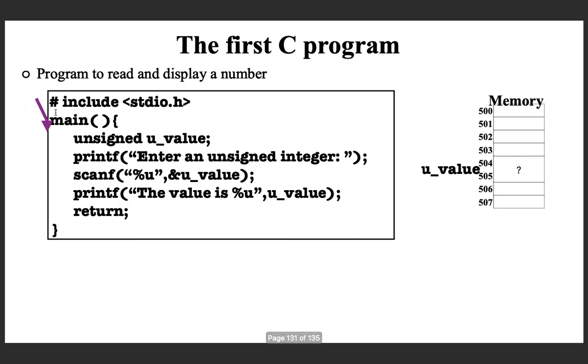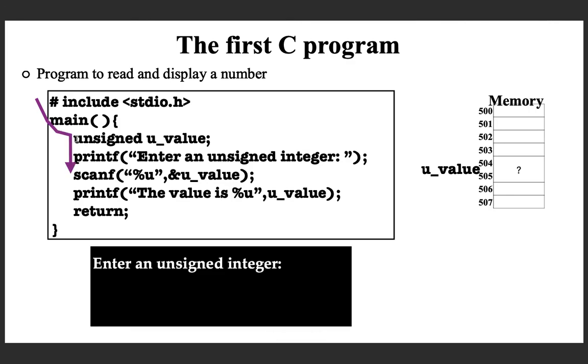Now when you start executing this program, the only variable is getting memory allocated, which is an unsigned value, and memory is allocated based on this declaration statement. That is the purpose of the declaration statement. And when you execute this output statement, whatever is in the double quotes is getting printed. So the control sequences are not used, so just the message is getting displayed, and the message is a command to the user that you just give me a value of unsigned integer.